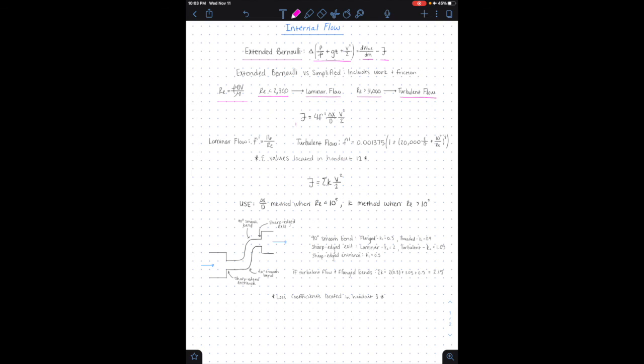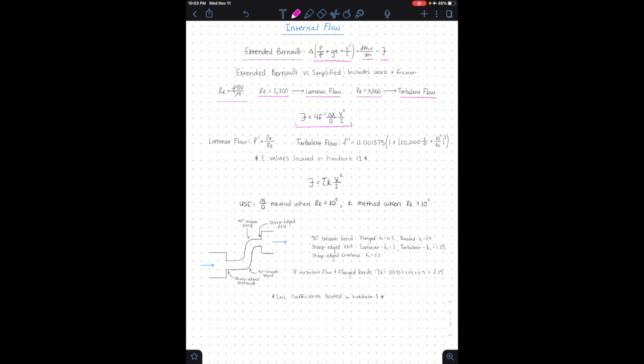To calculate the friction factor, you first must multiply 4 by the Fanning friction factor, which is f prime, and we'll go into that a little bit more in a second, and then multiply that by the distance that the fluid travels, so that can be either horizontal or vertical distance. Divide that by the diameter, and then multiply that by the velocity squared and divide by 2.